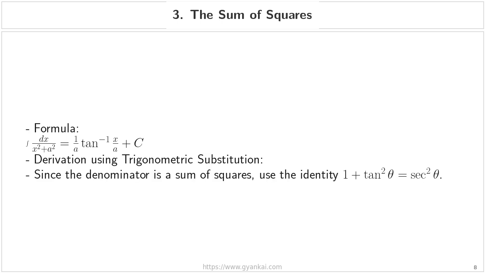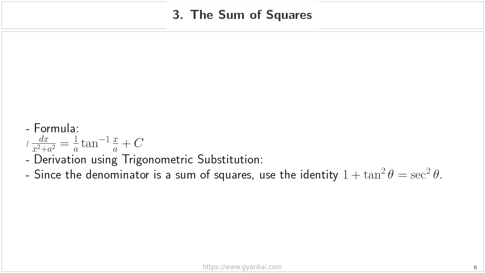Now, the derivation of this formula is a bit different from the partial fractions we used earlier. Instead, we'll employ a technique called trigonometric substitution. You'll recall from trigonometry that the identity 1 plus tangent squared of theta equals secant squared of theta is fundamental. This identity is going to be crucial in simplifying our integral.